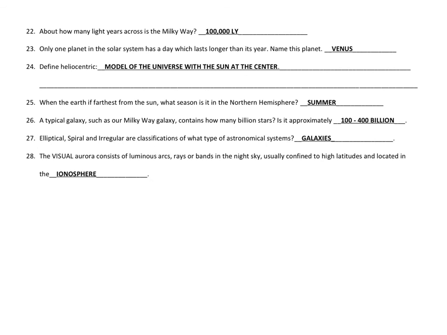The visual aurora consists of luminous arches, rays, or bands in the night sky, usually confined to high latitudes and located in the ionosphere. Now, some of you are like, well, I put the thermosphere. The ionosphere exists in the thermosphere, so by default you're not wrong, but try to be a little more specific.